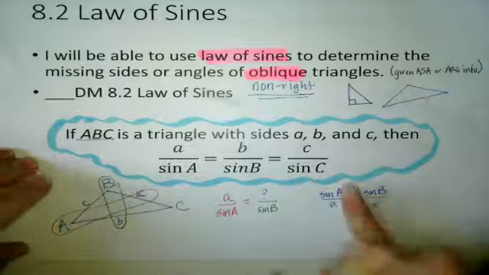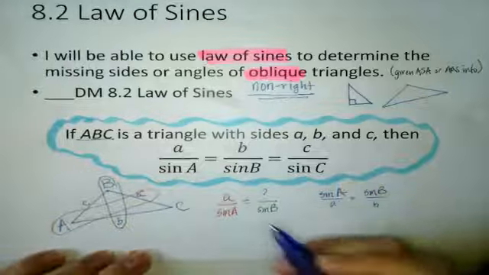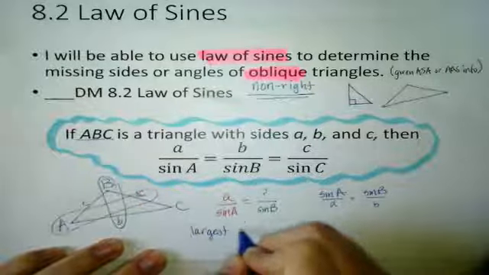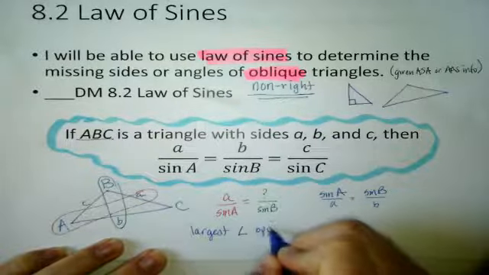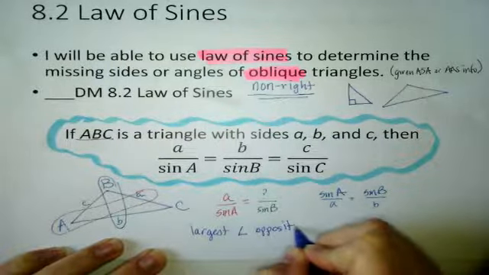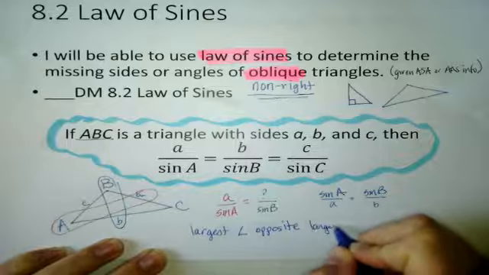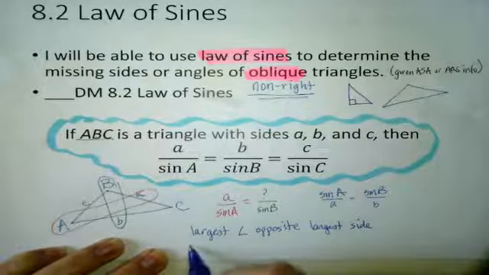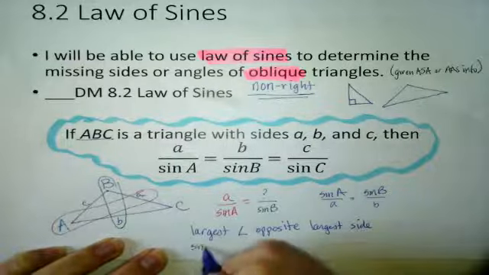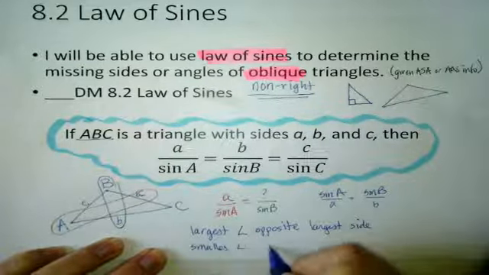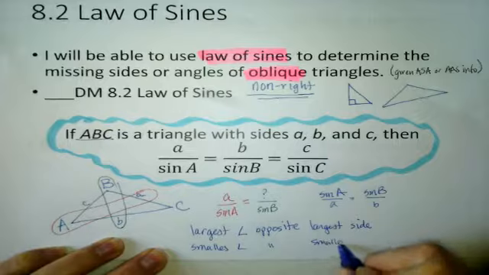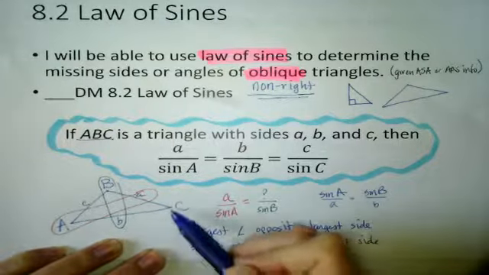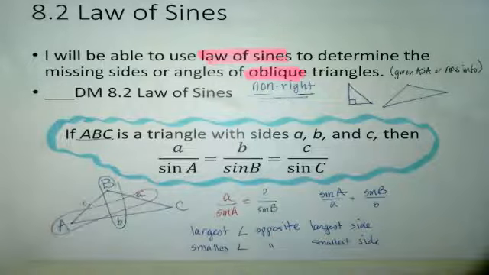Of course, I also want to point out that the largest angle is opposite the largest side. And conversely, the smallest angle is opposite the smallest side. Good things to remember. Big angle, big side, little angle, little side. And that's important for us to realize.